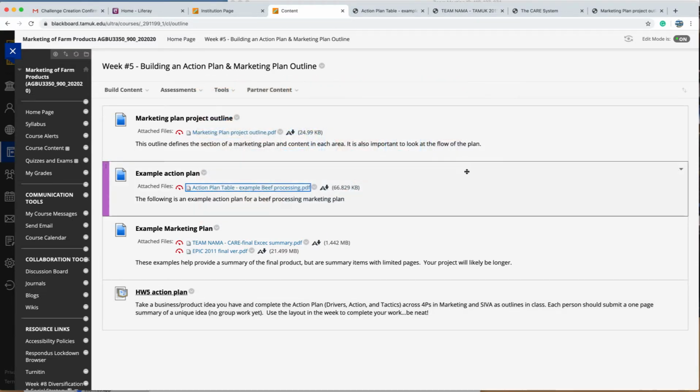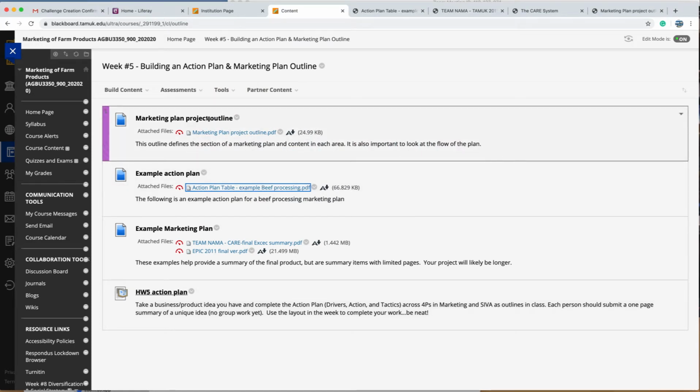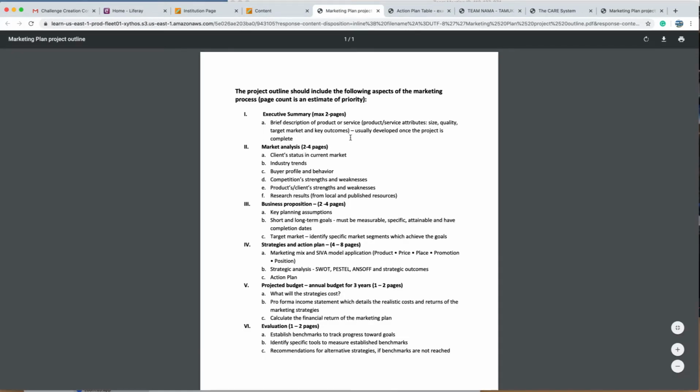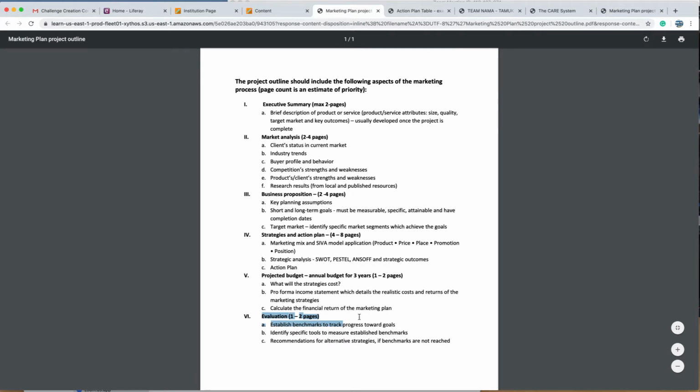Let's take a look. When you log into week 5, the first thing you're going to see is a marketing plan project outline. This defines the sections of the marketing plan. As you build your marketing plan project, you all are going to submit as a group an executive summary. It's 2 pages of your project: market analysis, business proposition, strategies and action plan, a budget, and then evaluation of how that went. So this is where you're headed eventually.